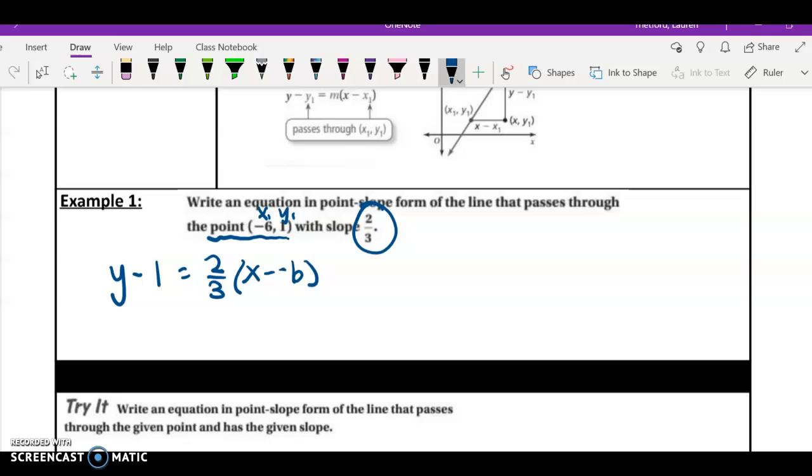But we have minus and negative, so that turns to a plus. And that's a 6. It's a very rough 6, but there it is. And so this is our equation.